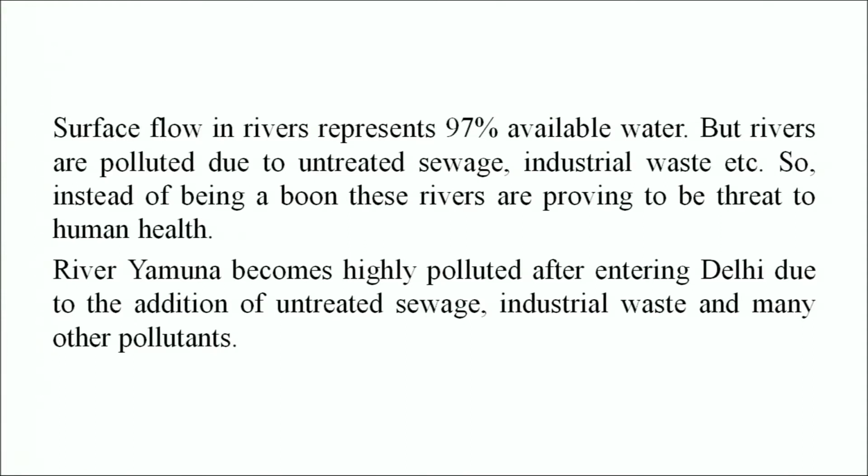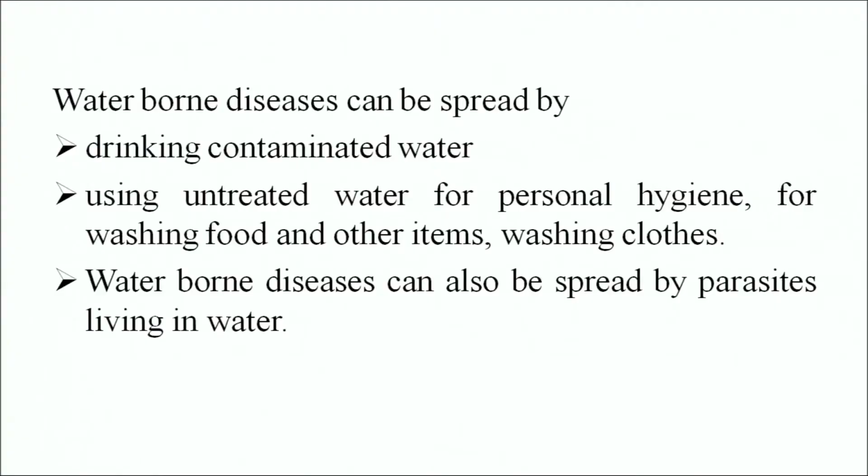River Yamuna becomes highly polluted after entering Delhi due to the addition of untreated sewage, industrial waste and many other pollutants. The important question is, how can the waterborne diseases spread in humans? It can be spread by drinking contaminated water, using untreated water for personal hygiene, for washing food and other items, washing clothes. Waterborne diseases can also be spread by parasites living in water.